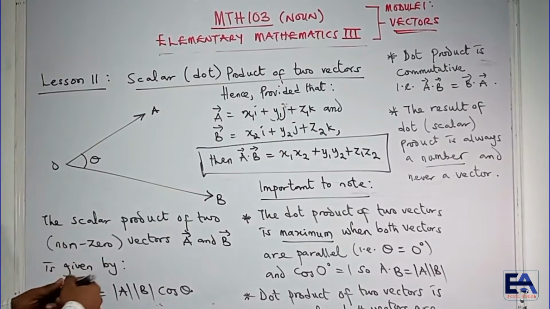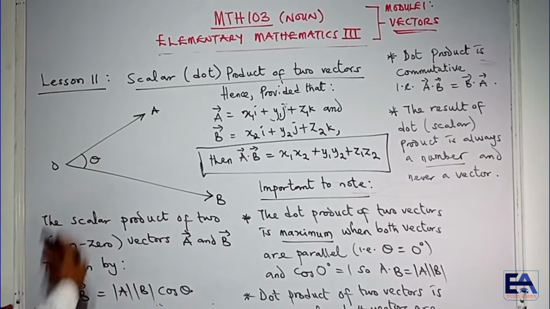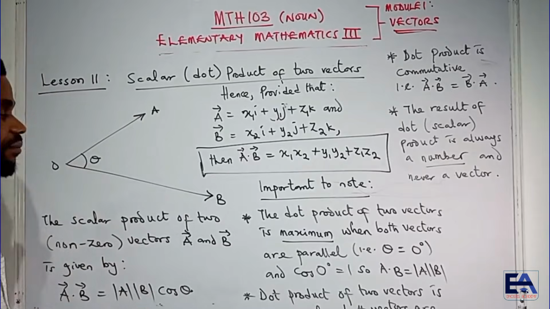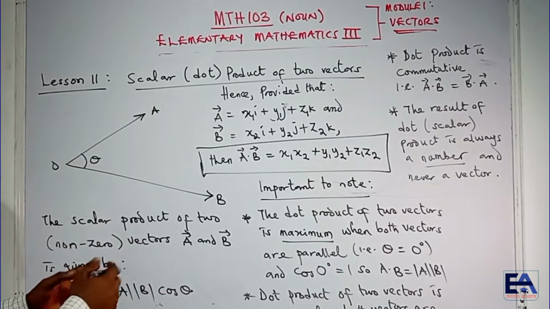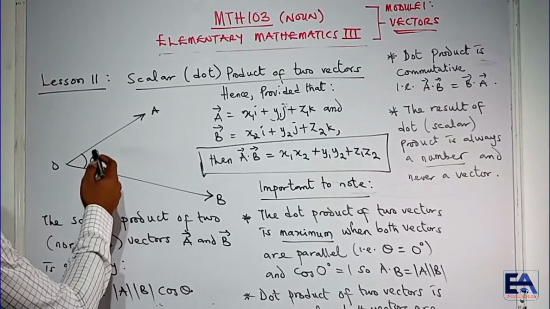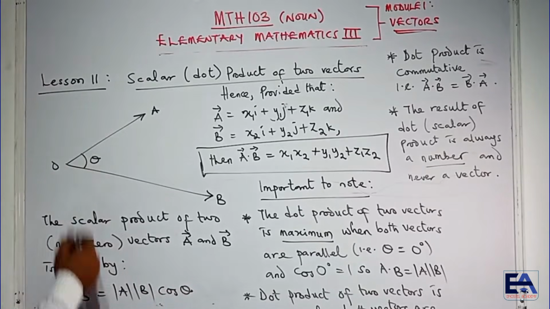Now, let's assume a vector is like this and another vector is like this, and we have an angle theta between the two of them. Generally the formula given for the dot product of two vectors is the magnitude of the two vectors multiplied by cos theta, where theta is the angle between the two vectors involved.